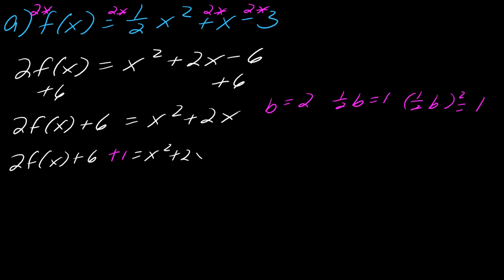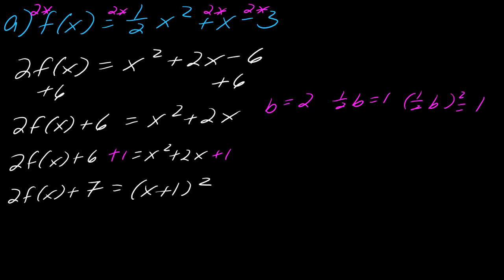So I'll go x squared plus 2x plus 1. So now this is going to be 2 times f of x plus 7. And for this side, I need to finish completing the square, so I need to factor this. So this side will factor as x plus 1 squared.